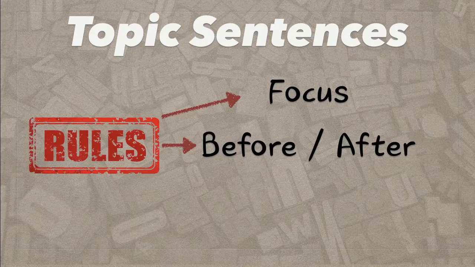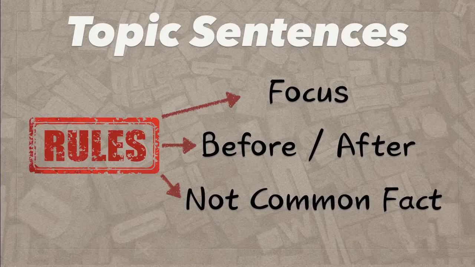you can take the subject and the controlling idea and switch them. It's possible for the controlling idea to come first and then the subject, as long as you write it grammatically correct. And three, the topic sentence cannot be a commonly known fact. These are facts that everybody already knows, and they don't work well for topic sentences. So keep these three things in mind.